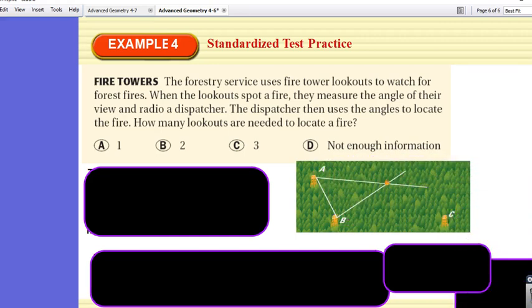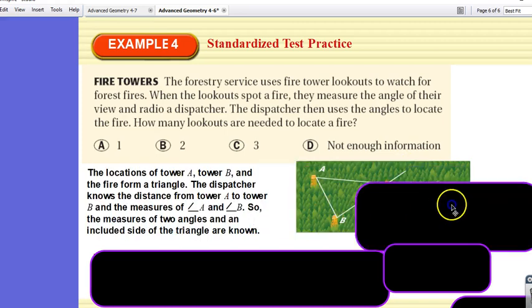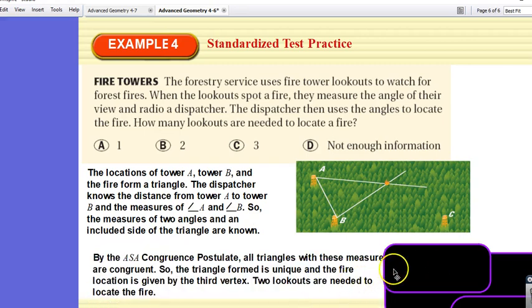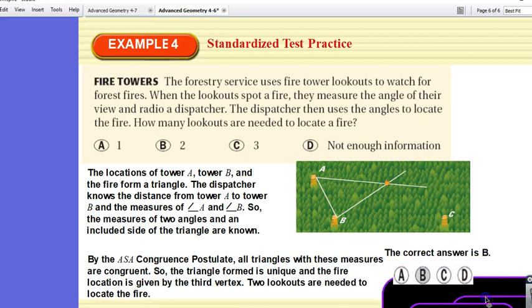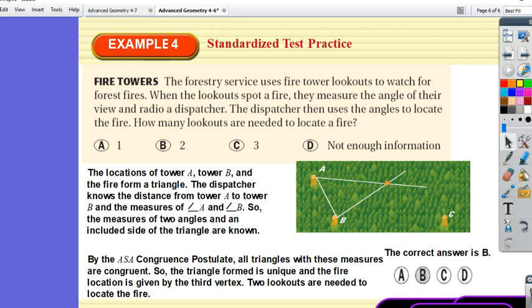What do you think? You're going to triangulate its location, you need two lookouts. The fire is the third point. Does that make sense? If you have two lookouts, you could triangulate its location. Okay, so it's B. 2. Have you ever heard the term triangulate its location? Yeah. Some of you? Alright.